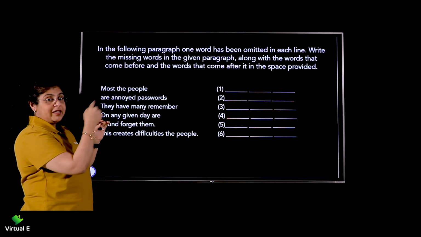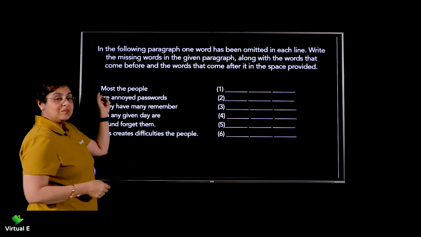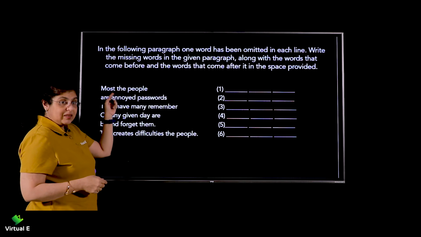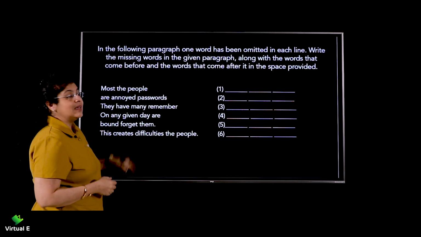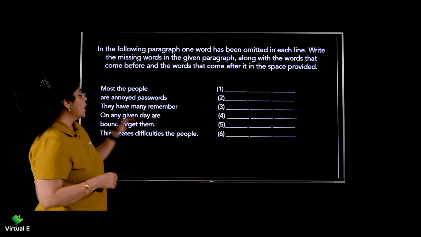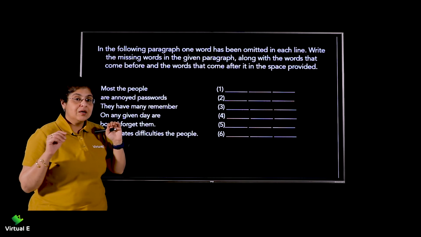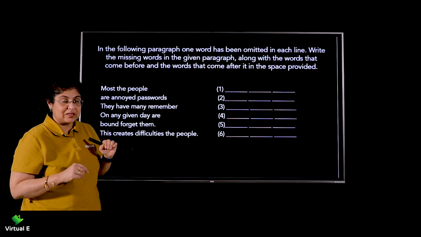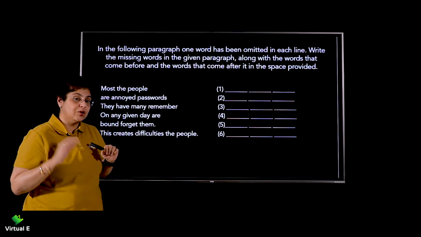So you want to write all three: the word that comes before the missing word, then the missing word which is "of", and then the word which is after the missing word, which is "the". Okay, now this is how we are supposed to do this exercise. Now, how are you actually going to do it?